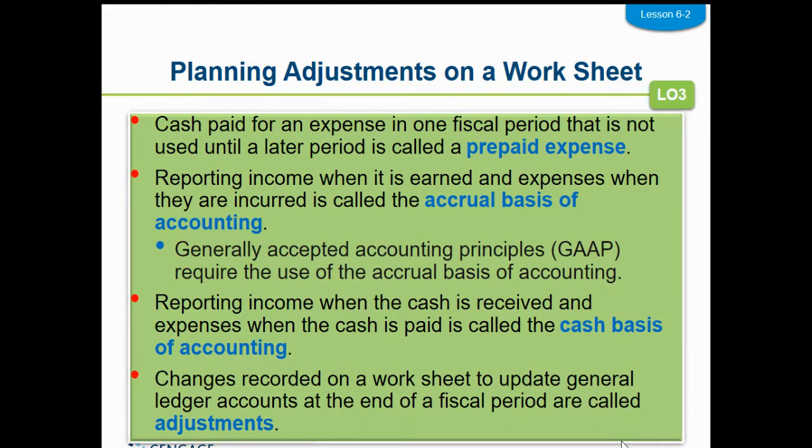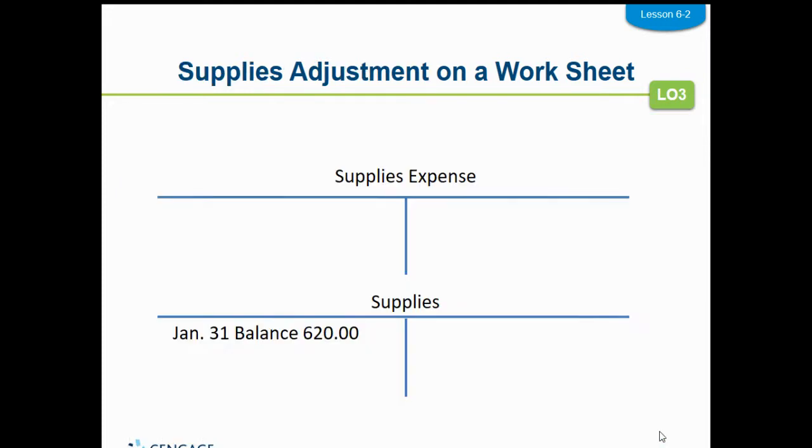An accrual basis of accounting is where you report the income when it is earned and expenses when they are incurred, not necessarily when the cash is paid or received. That would be called the cash basis of accounting. Generally accepted accounting principles pretty much require that businesses use the accrual basis of accounting to keep their records straight. That's what we're doing with our adjustments here. You can read more about that on pages 163 and 164 in the textbook.